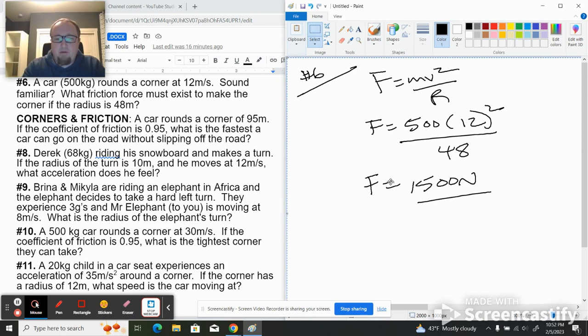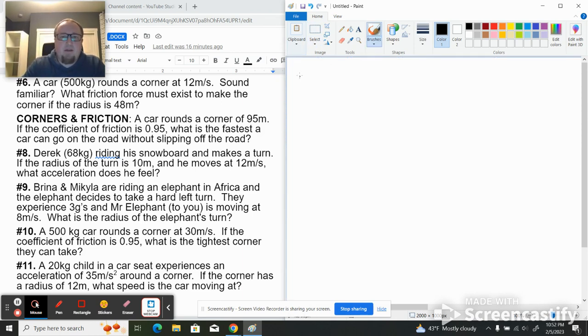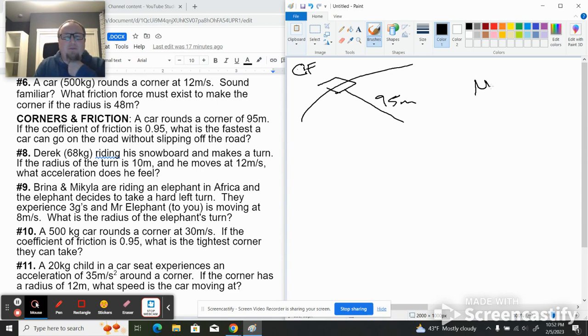So the next question I didn't put a number with because it's just a fun one. Corners and friction. A car runs a corner. It's the top-down view. The radius is 95 meters. Coefficient of friction is 0.95. Ooh, can I see what's going on here? They did not tell us even what the mass of the car is.